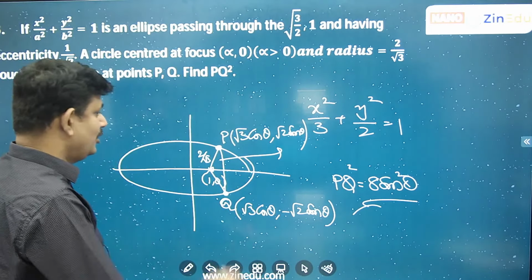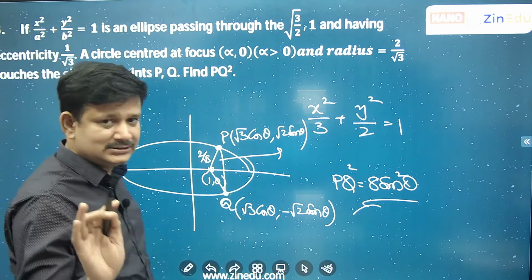Absolutely fine. Now, how to find theta? Theta is all you have to find. I have assumed only in terms of one variable, nothing else. So, how to find sin theta?